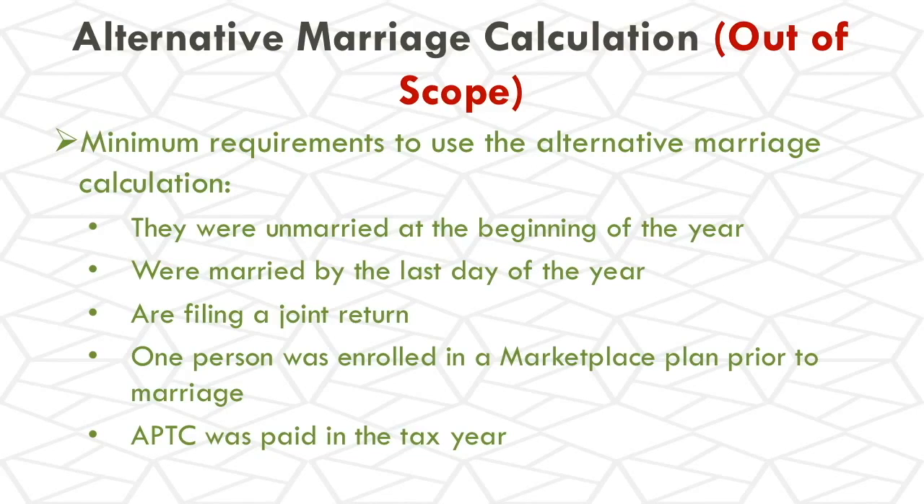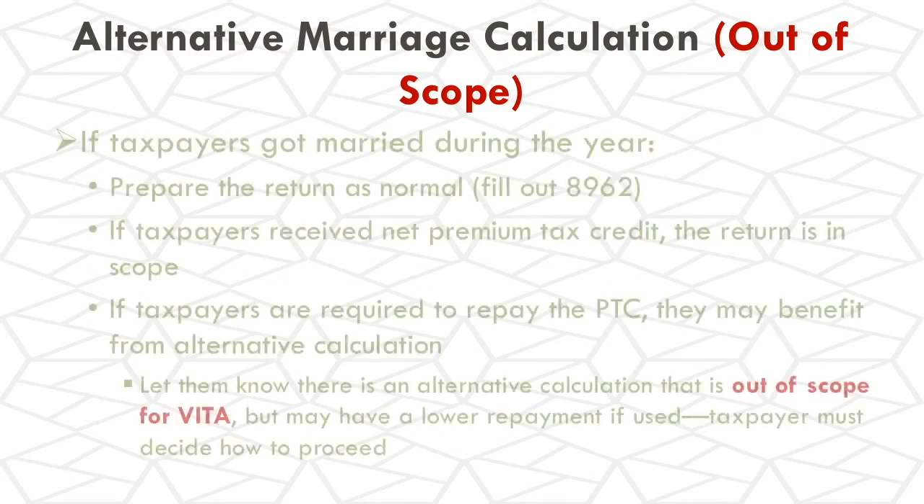But the minimum requirements are that they were unmarried at the beginning of the tax year, they were married by the last day of the tax year, they are filing a joint return, one person was enrolled in a marketplace plan prior to marriage, and a premium tax credit was paid in the tax year. If all of those conditions apply, they might want to use this alternative marriage calculation.